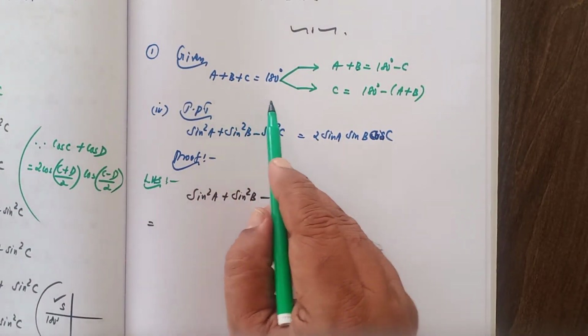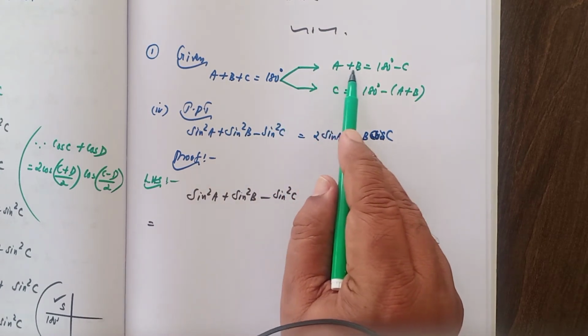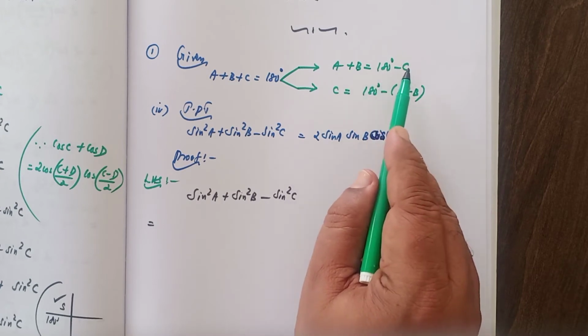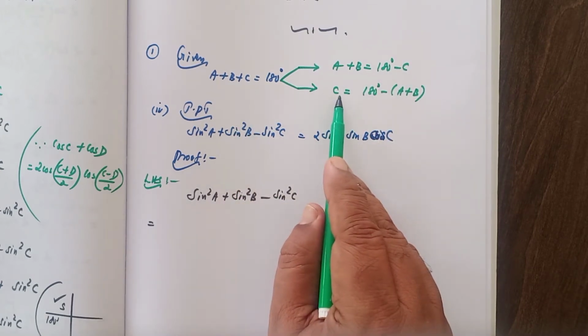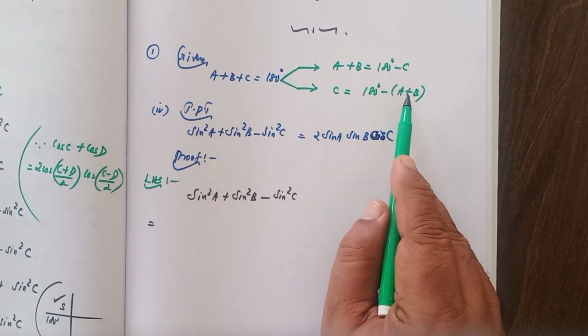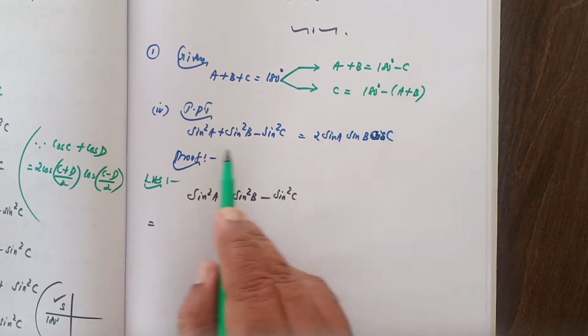Here A plus B plus C equals 180 degrees, given. So if we retain A plus B on the left hand side, plus C comes to the right hand side as minus C, so 180 minus C. If we retain C alone on the left hand side, 180 degrees minus this A plus B comes to the right hand side, minus of A plus B. Consider the LHS.